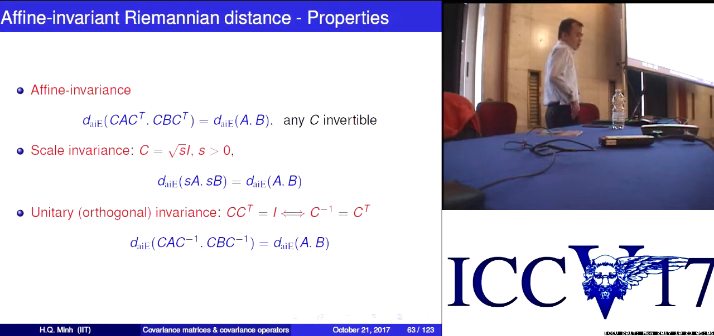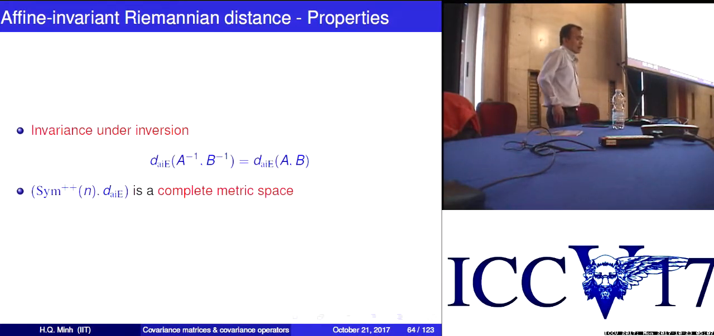And it's affine invariant. So the distance is affine invariant: if we transform A and B by the same transformation, then the distance stays the same. A particular case of that is scale invariance, and also unitary invariance. So these are what we were talking about just now. And it's also invariant under inversions.